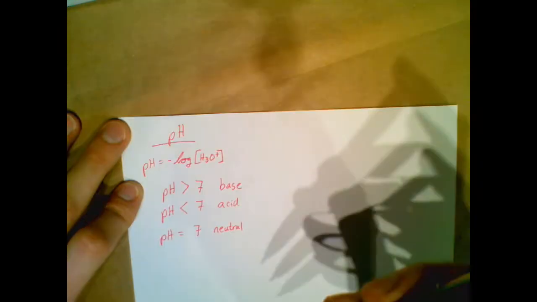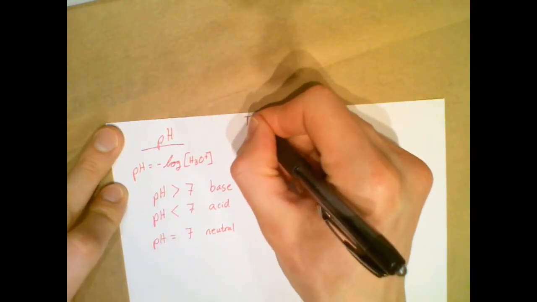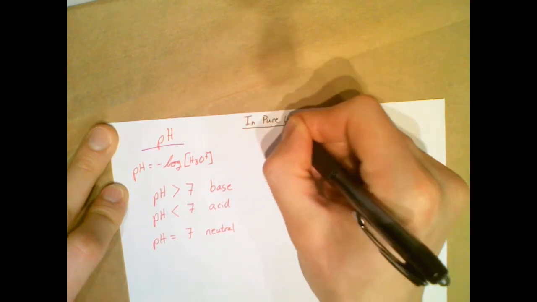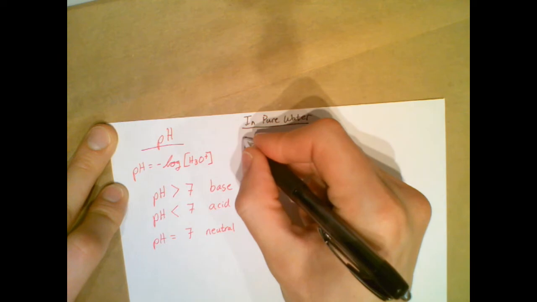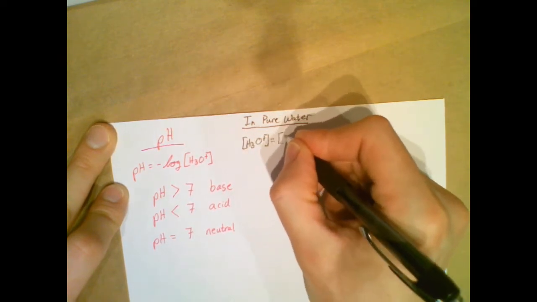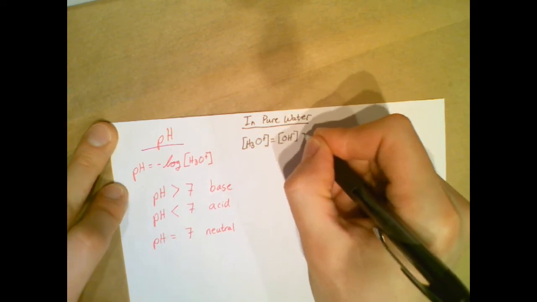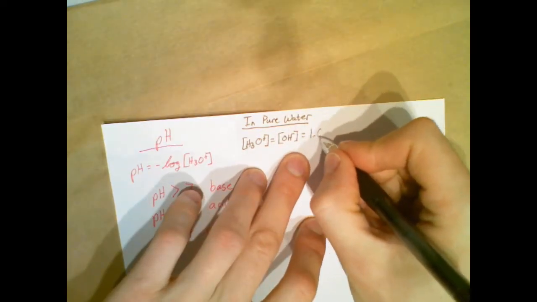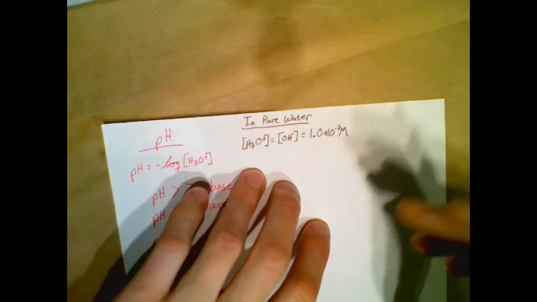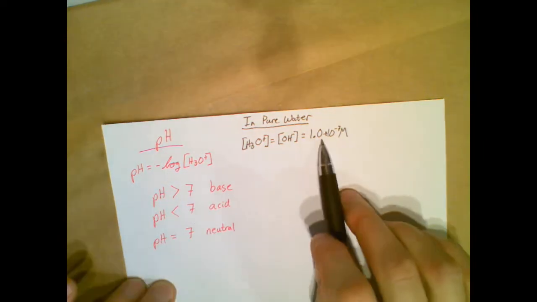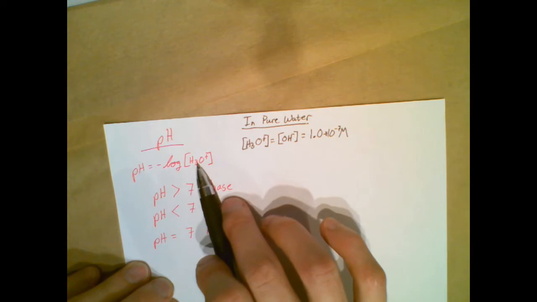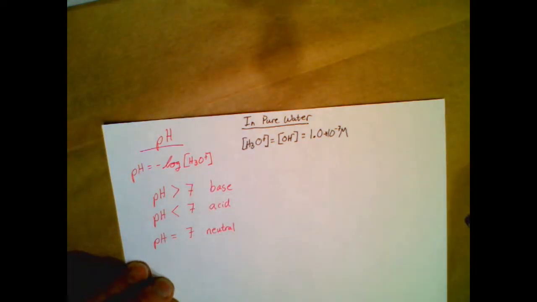Why? Well, remember, in pure water, the concentration of H3O plus is equal to the concentration of OH minus, and that is 1.0 times 10 to the minus 7 molarity. So when you take 1.0 times 10 to the minus 7 molarity, just pure water, take the negative logarithm of it, you get a neutral solution.